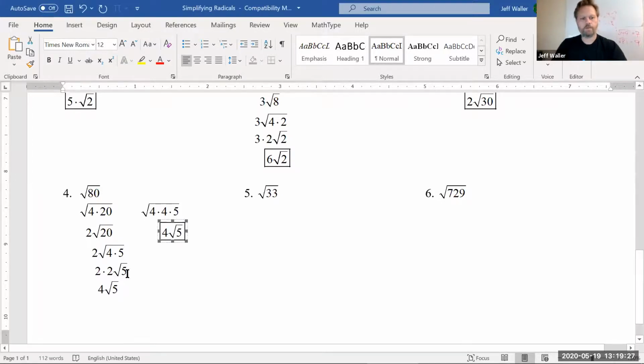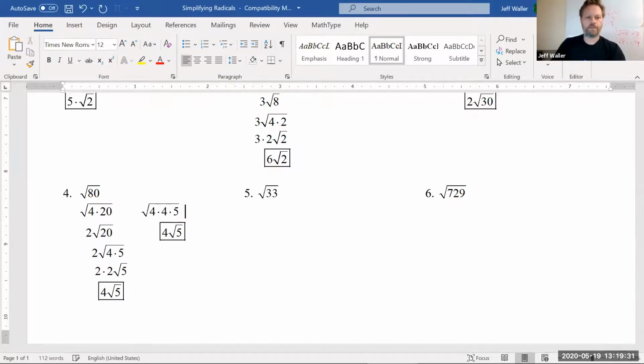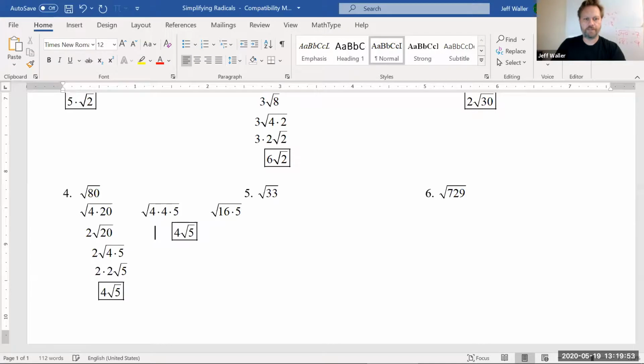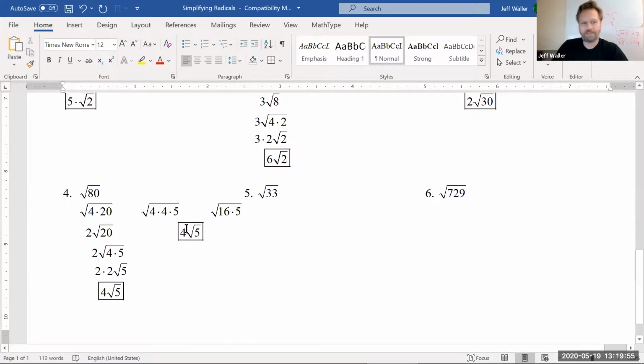Okay. And then there's even a third way. I don't know if anybody did it this way instead, but you can break up square root of 80 as the square root of 16 times 5. 16 times 5 is 80, and 16 is a square number. And of course, that leads right to this. Let me just put that in the middle so you can see, either way you do it, any of these three ways, you get to the same place.